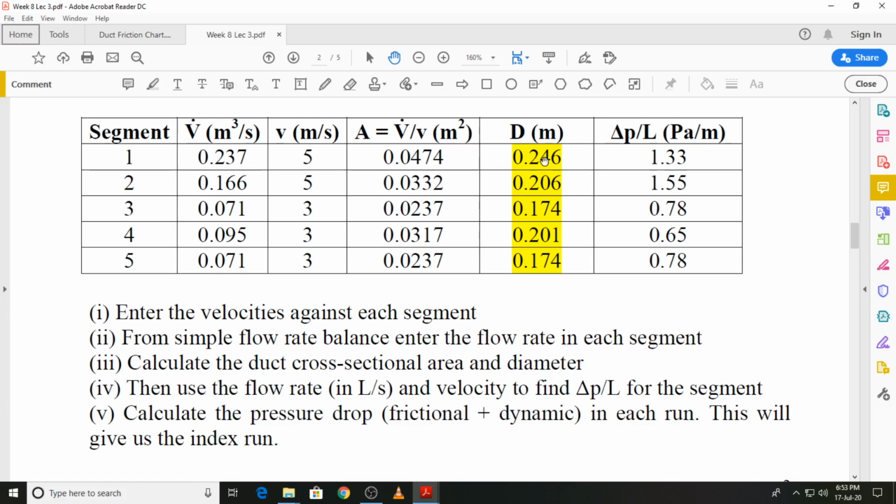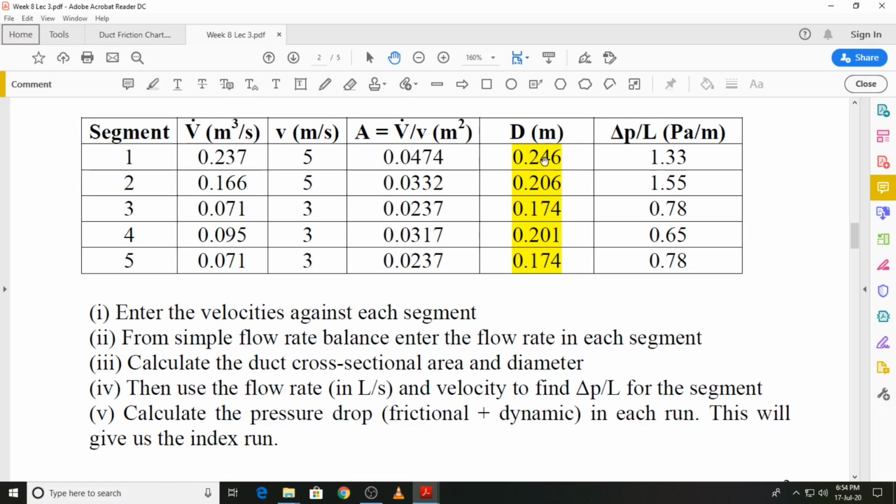For the frictional pressure drop, you need the pressure drop per unit length for that segment, and then you will multiply it by the length of that segment to find out the total pressure drop that is due to friction. And to that pressure drop, then you will add any dynamic losses. Remember, dynamic losses is half rho v square, where v is the velocity, multiplied by the loss coefficient, half rho v square into KL.